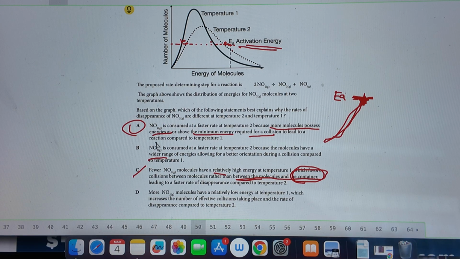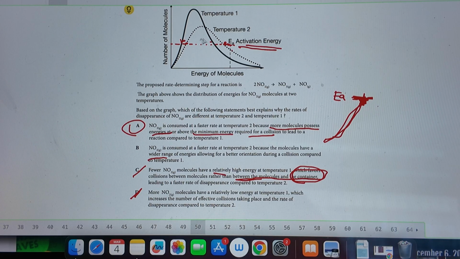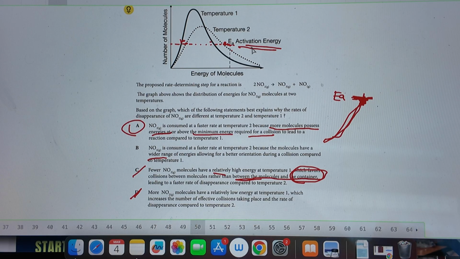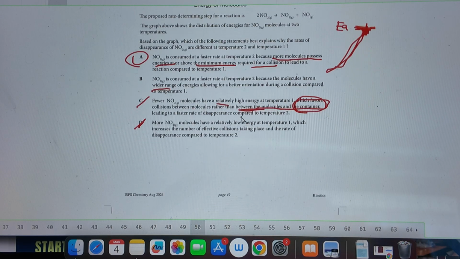Have a relatively low energy at temperature 1. And that increases, but that's not what we're seeing here. According to this graph, this is not what we're seeing. So D just doesn't explain why. It just says if it had a lower energy threshold at temperature 1, we would have more reactions happening at temperature 1. But that's not what the graph shows.